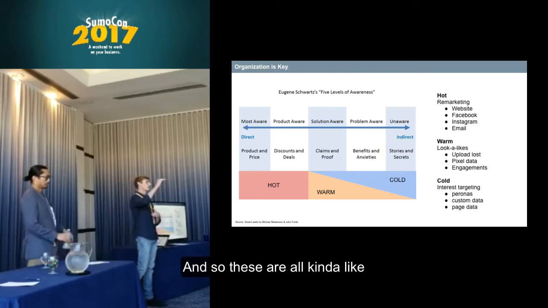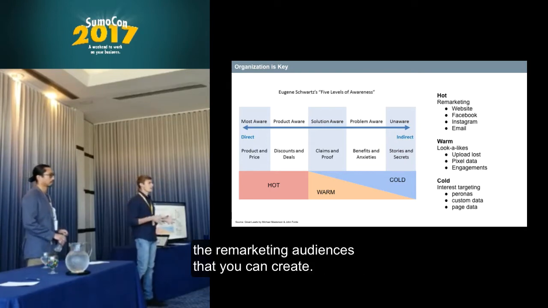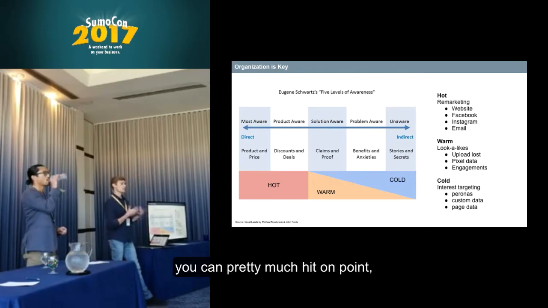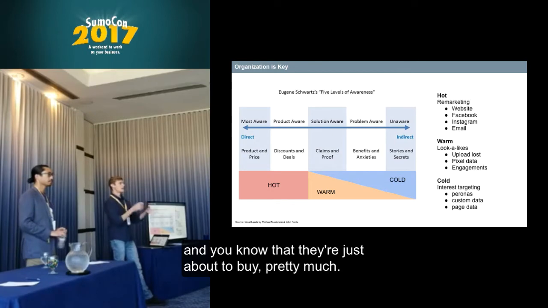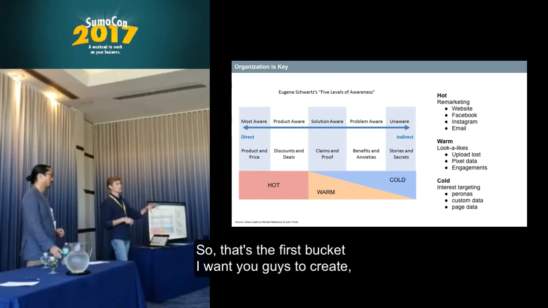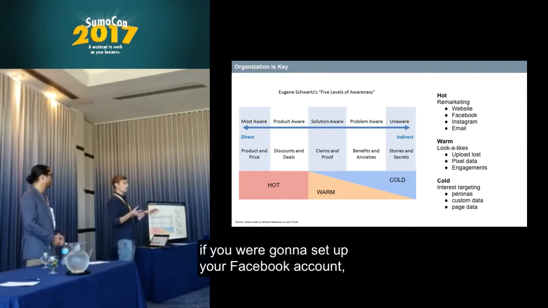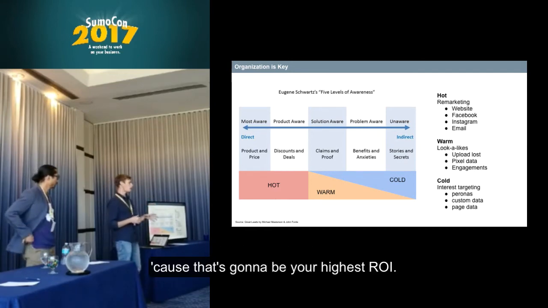These are all the remarketing audiences that you can create that are super relevant, because the messaging you can hit is on point since you know exactly who the audience is and that they're just about to buy. So that's the first bucket I want you to create if you were going to set up your Facebook account, because that's going to be your highest ROI.